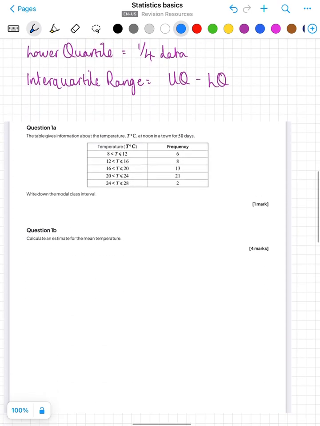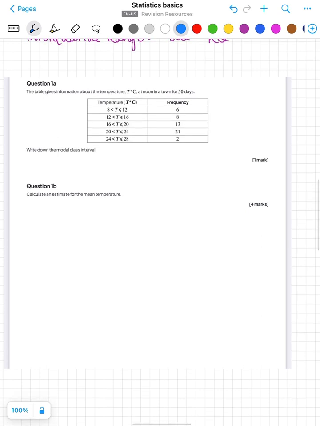Now let's look at some exam style questions. Our first is on grouped data. Now finding averages from grouped data is slightly different, especially for the mean. The modal class interval. Now, the table gives information about temperature at noon in a town for 50 days. What I first want you to practice is actually reading data from a table, as a lot of students find this part difficult. What does this row in the table actually mean? This is the temperature at noon in a town for 50 days.